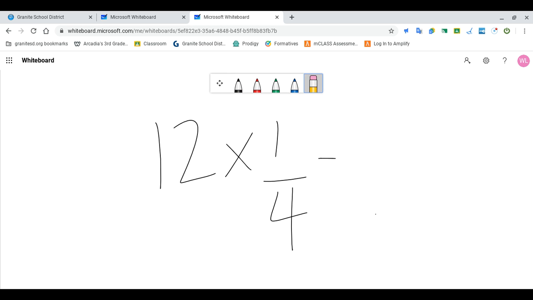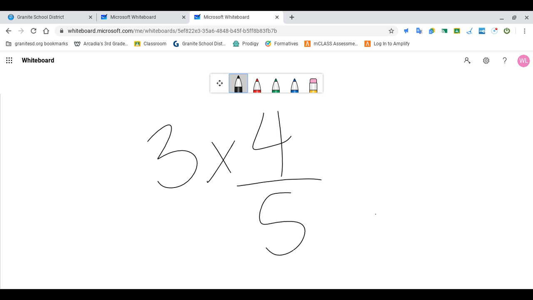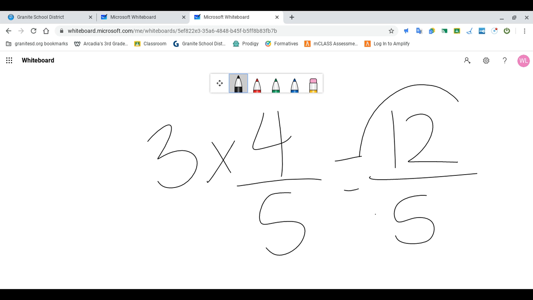Let's say we have 3 times 4/5. 3 times 4 is 12, and your denominator is 5. 12/5. I know right away that 5 can't go into 12, so my answer is just 12/5, and I'm done.